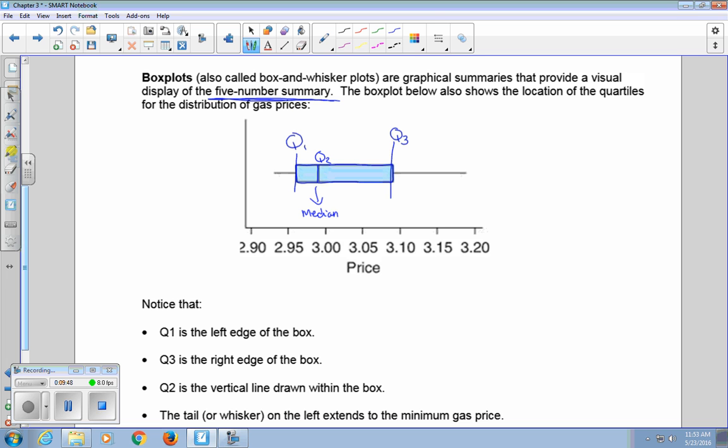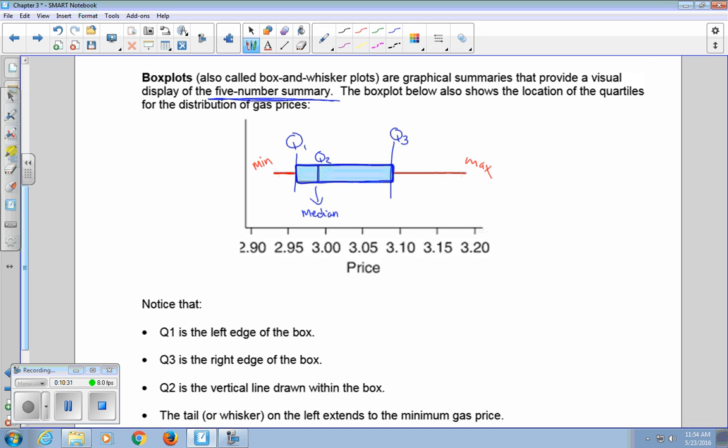And then it has these extensions on your box, which are called whiskers, and they extend out to your minimum and to your maximum. This is a very useful visual summary of your 5-number summary because this box here in the center really is also your IQR, the Q3 minus Q1. So you can see the spread of that middle 50% easily when you're looking at the box plot.